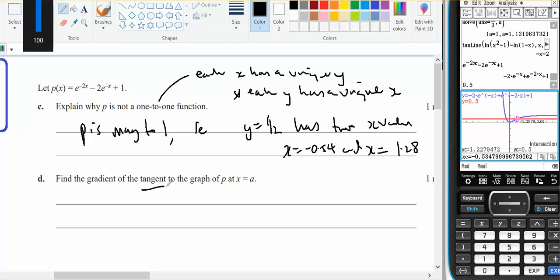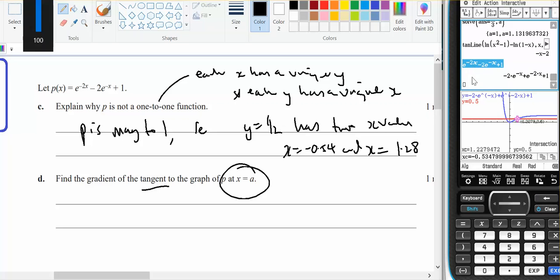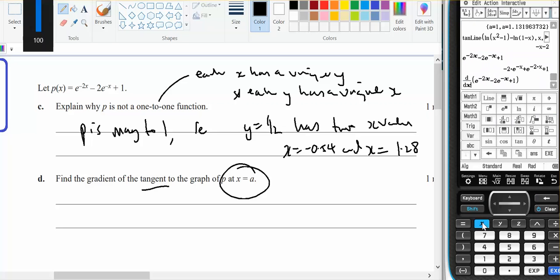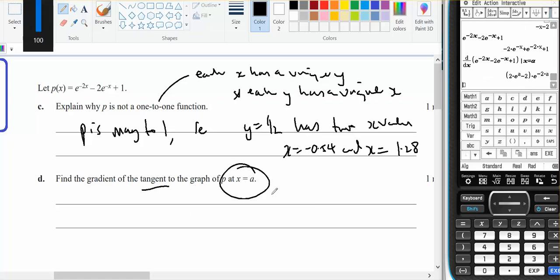Okay, find the gradient of the tangent to this graph at x equals a. So I've got this graph. I'm going to take the derivative, and then I'm going to make x equal a. And it's going to be gradient at x equals a will be e to the -2a times 2e to the a minus 2.